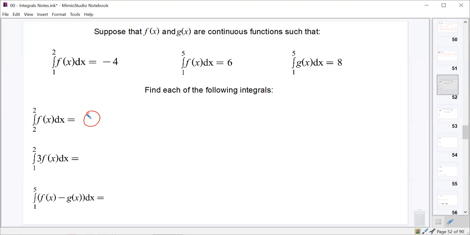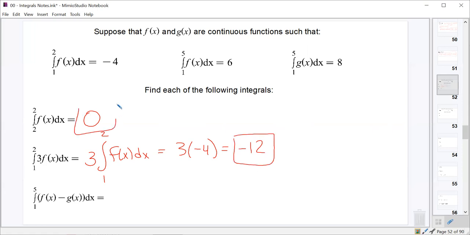To find the integral from 1 to 2 of 3 f of x, we'll use that first rule that said we can just pull that constant out. This is 3 times the integral from 1 to 2 of f of x. And if we look up here, we know that the integral from 1 to 2 of f of x is -4. So this just becomes 3 times -4, or -12.